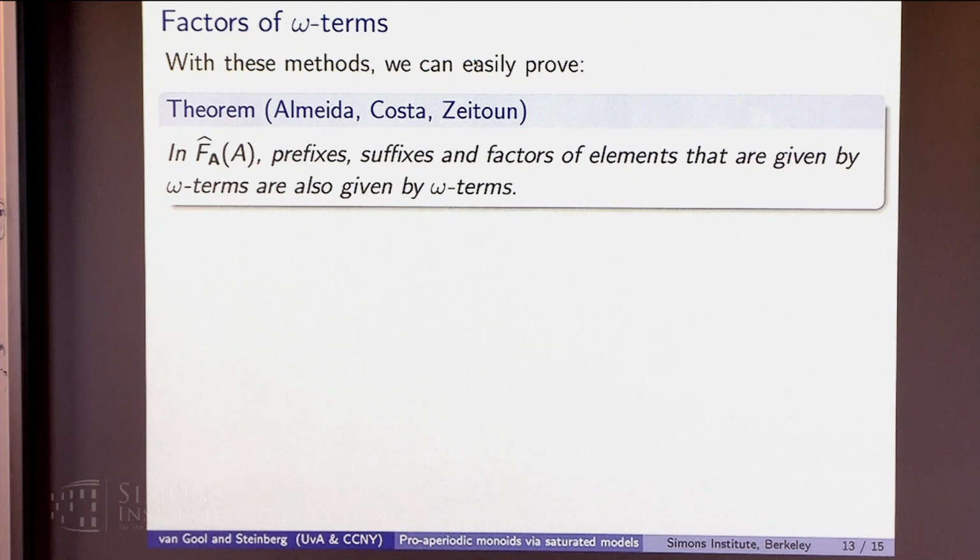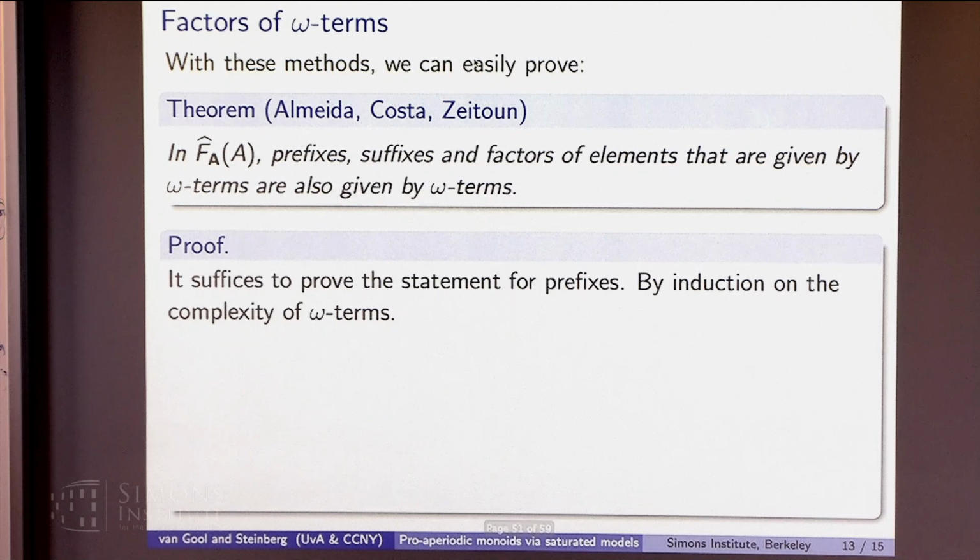And the words that you get are a special sub-monoid of the free pro-aperiodic monoid. But if you take a prefix of such a thing, it may cut somewhere in the middle, and you may not know that you can still describe it with an omega term. But the theorem tells you it is true, and using this factorization, it's actually not that hard to show.